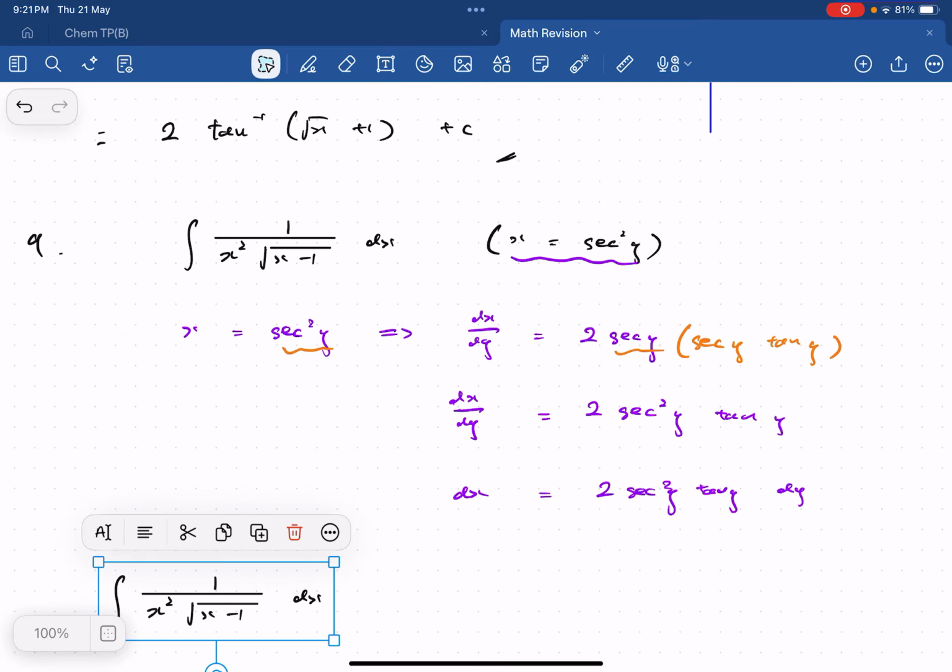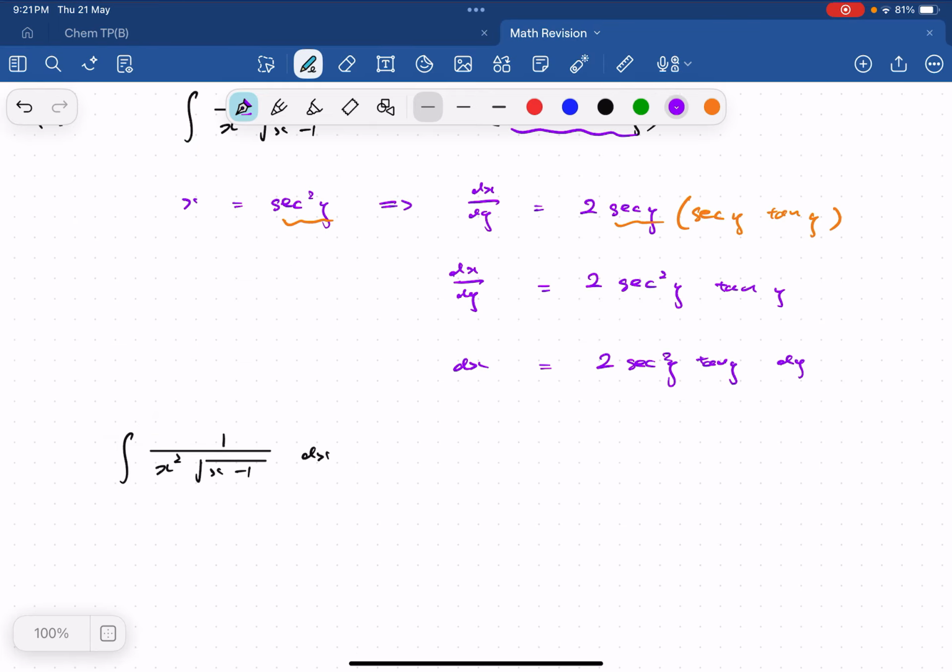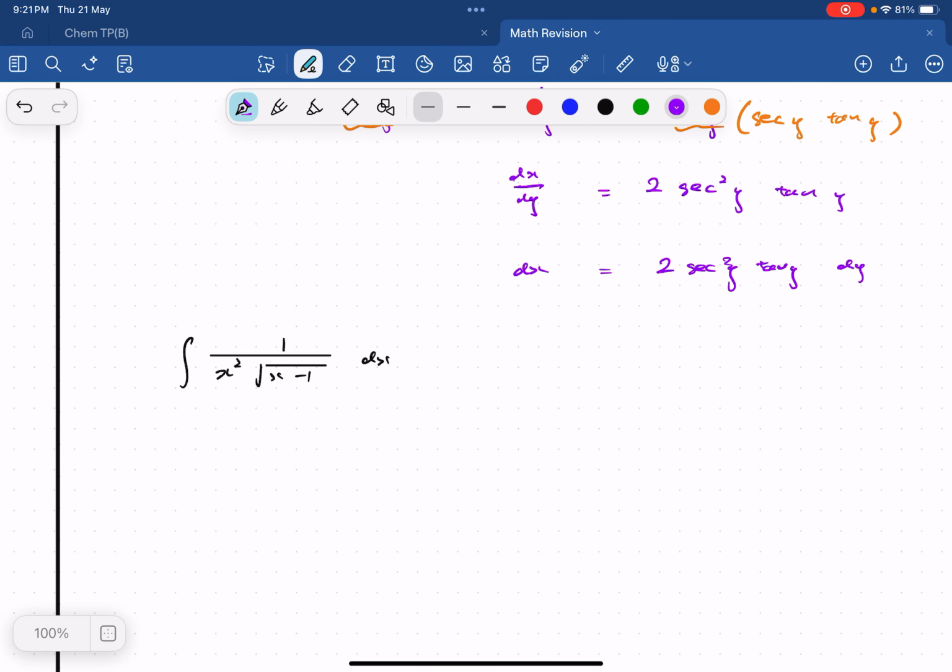Okay, now let's do the integral. Copy. Ignore my fumbling. This is going to be a bit complex, okay? So let's see if you can follow me. Now I want to replace x with secant squared y, correct? So instead of x squared, I'm going to have secant power 4y. And then x, I just replace with this.